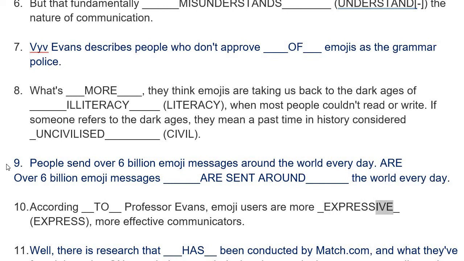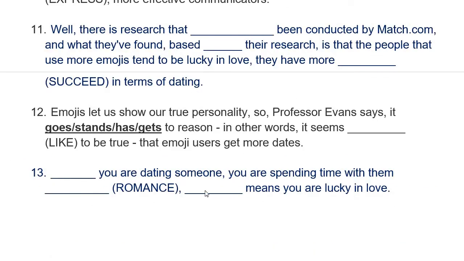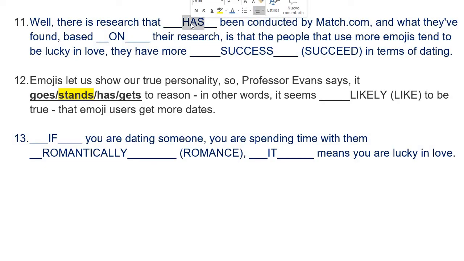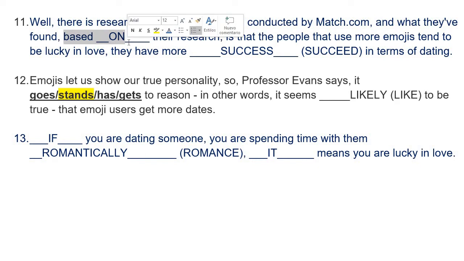Okay, and let's go for the last round. Same story, you try to complete the sentences, and when you are ready, you can press play. I'm going to show the answers in 3, 2, 1. Okay, so auxiliary verbs are common. Research that has been conducted, and again you have the passive, correct form of verb to be in the third form. Based on, prepositions are really hard for Spanish students. Based on, like depend on, rely on.